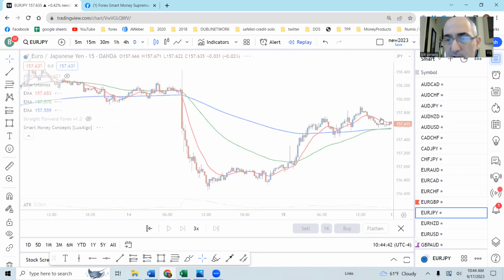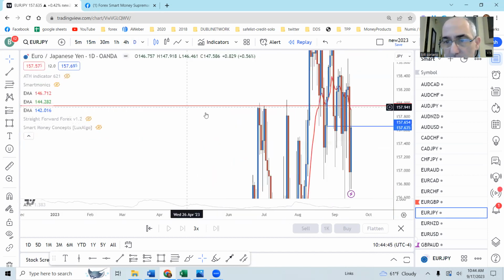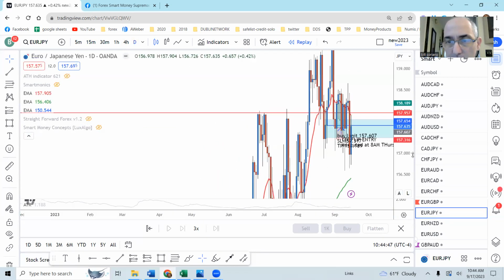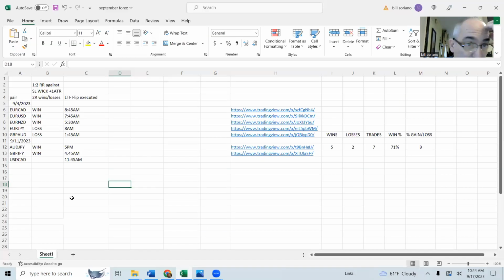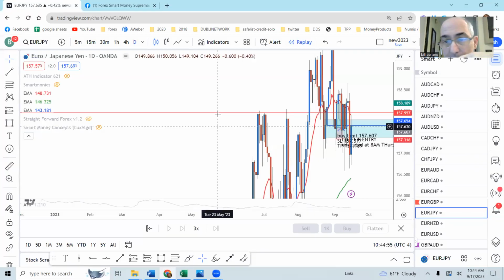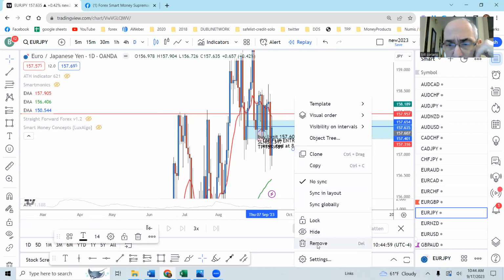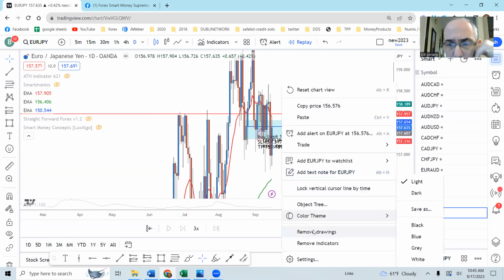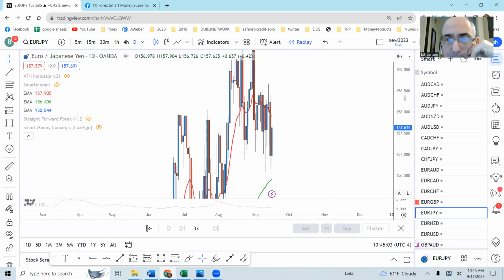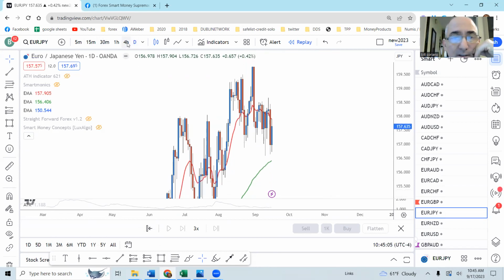EURJPY is next on the daily chart. This is one also we have some stuff on. This was a losing trade from the first week of the month. Okay, this was one of our losing trades from the first week of the month. So let's just remove all of our drawings here. We're bullish on this.